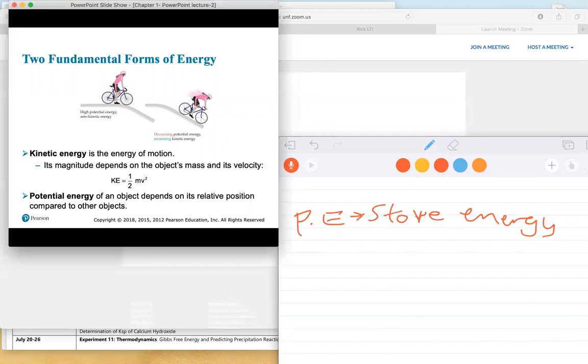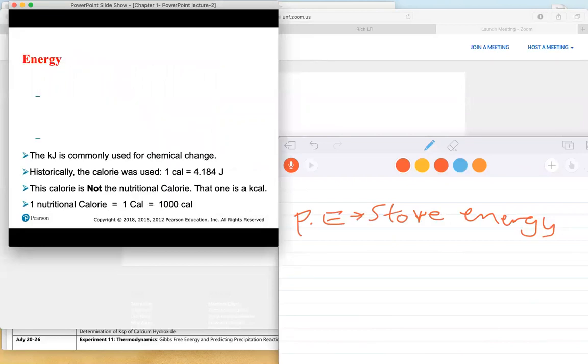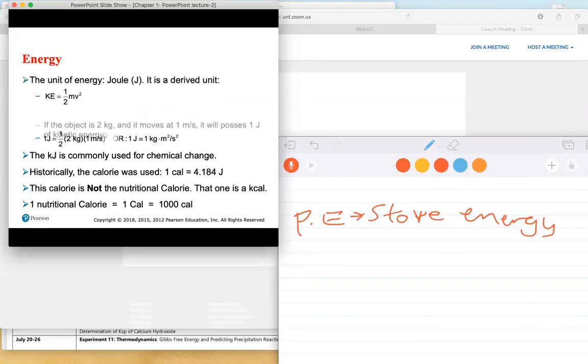I want to look at one example on the calculation of kinetic energy. But before we do that, this is what I was explaining earlier in regards to the units of energy, which is joules. This is the SI unit for expressing energy. Joule, J-O-U-L-E, simply abbreviated as J.